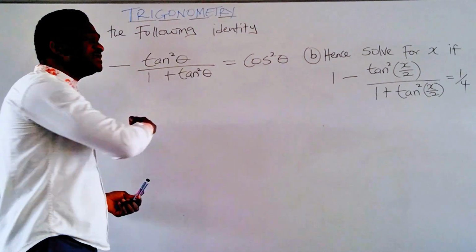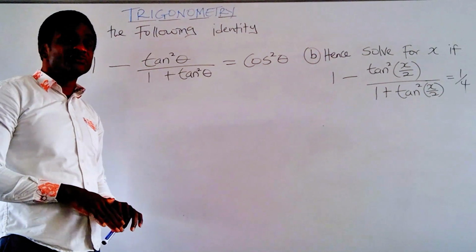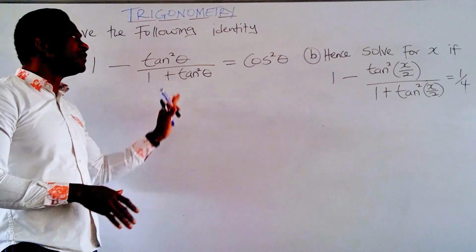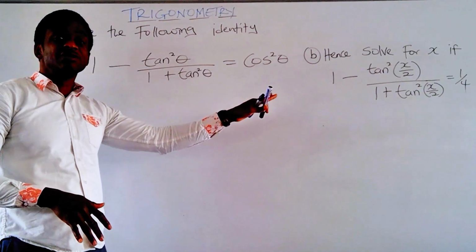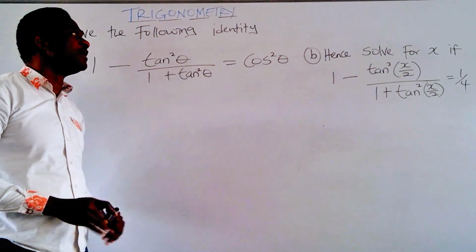I've seen people equating this to 0, please, that is a wrong move. They want you to prove that what you have on the left hand side is equivalent to what you have on the right hand side. So we can only simplify one part.